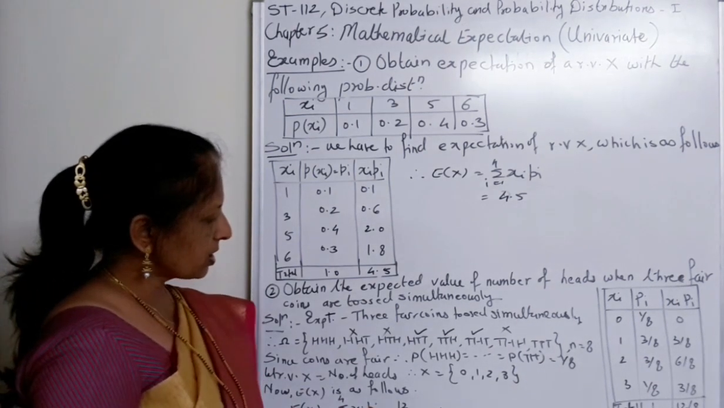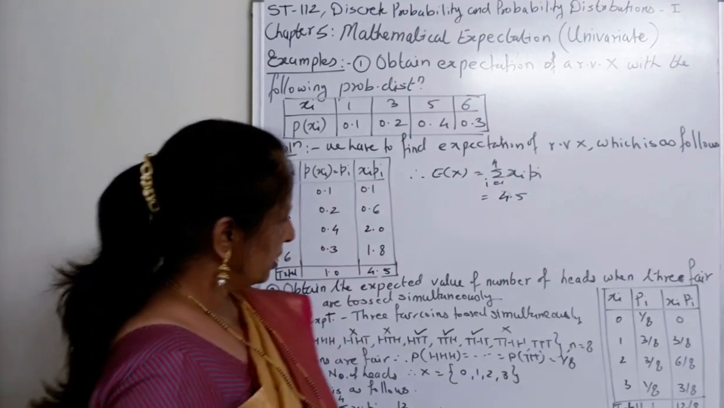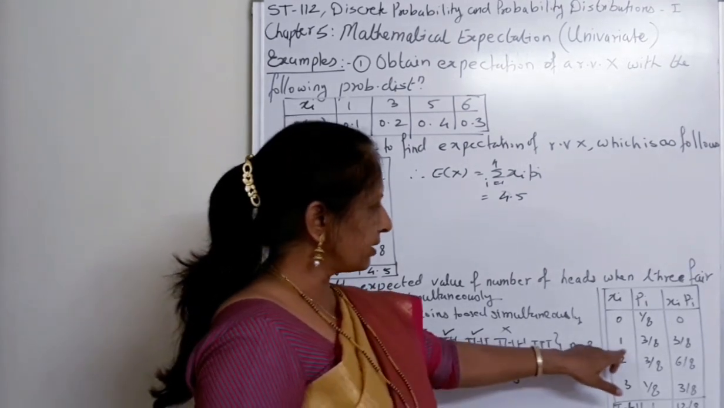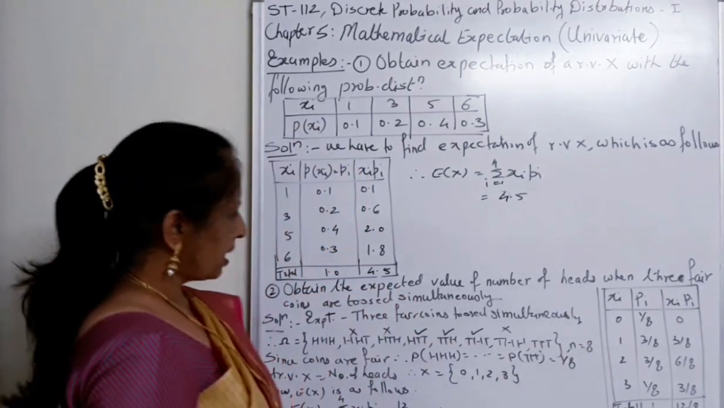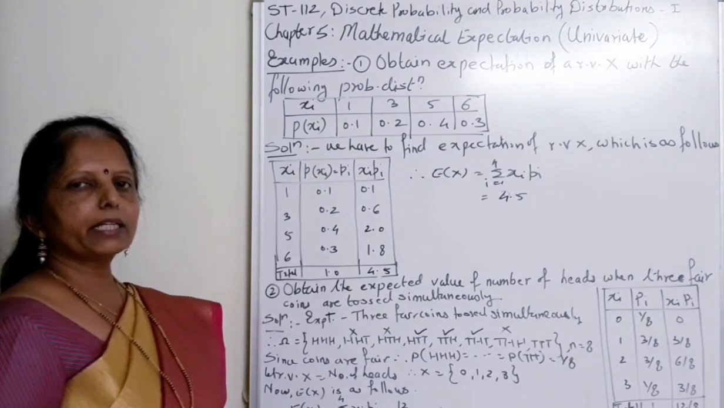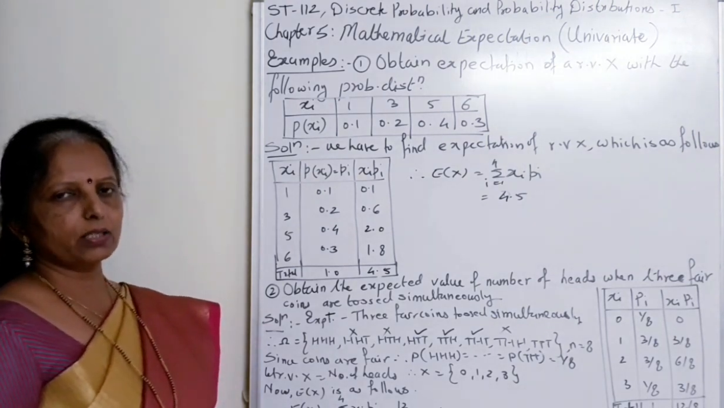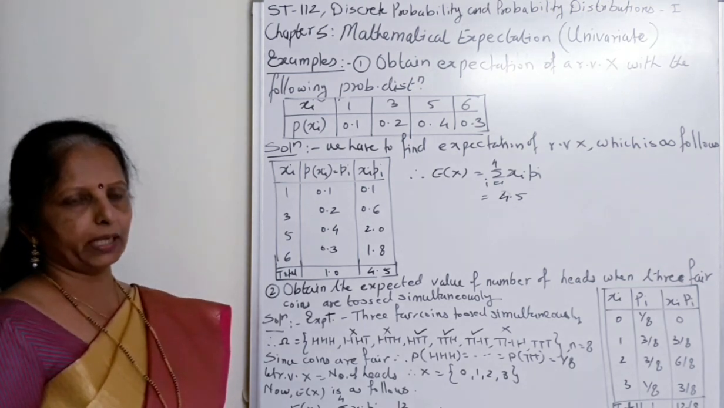Let us check whether our answer is correct or not. What do you think? Yes, it is occurring at the center of the data. It is occurring at the center of the data, which means our answer is correct. So like this we can find out the expected value of a random variable x. But for that we should know the probability distribution of x.